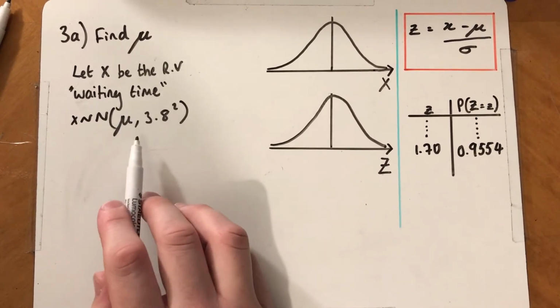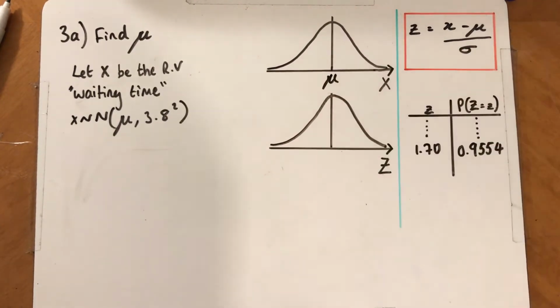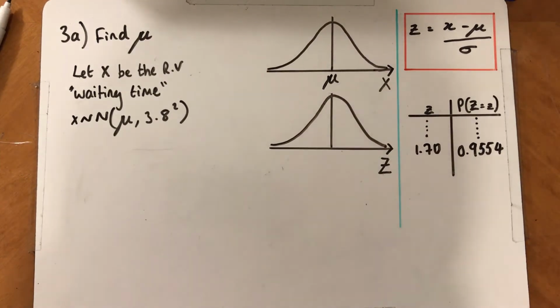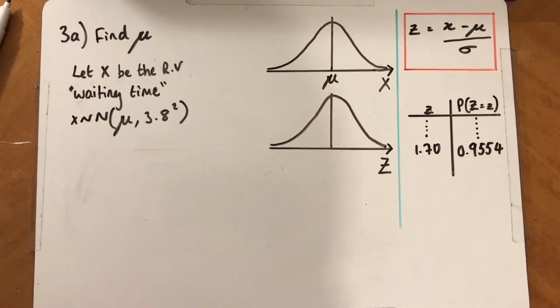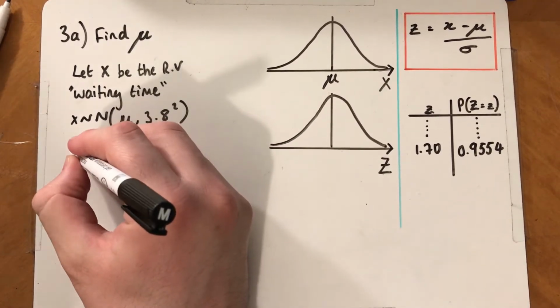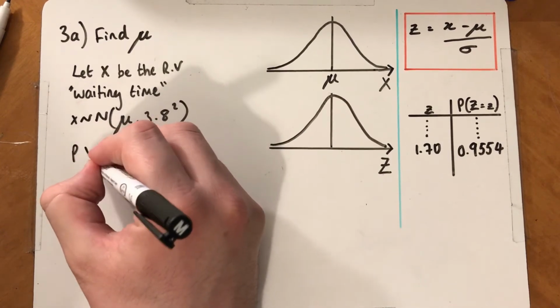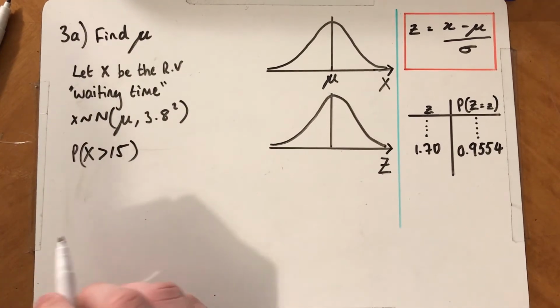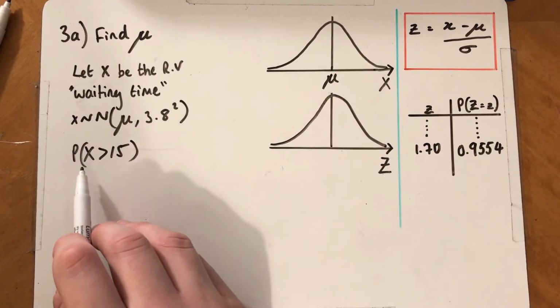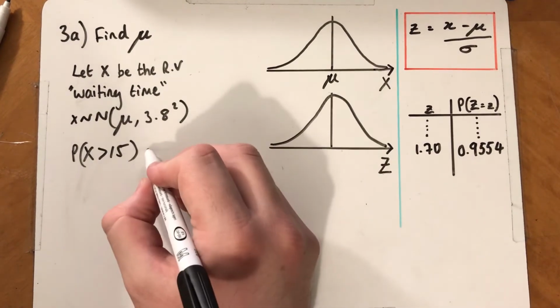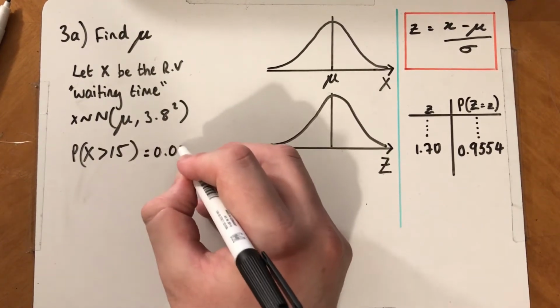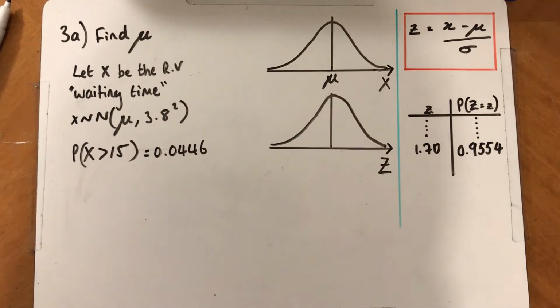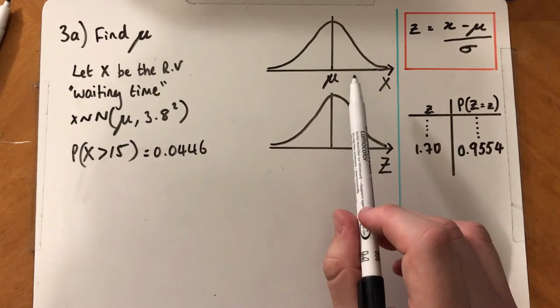So I know on my normal distribution curve, I can put the mu here because we know the mean is in the middle. And now I can start to fill in the probabilities. We've been told that the probability of waiting more than 15 minutes is 0.0446, so we can therefore say that the probability that x is greater than 15, because we've told the marker that x is our random variable waiting time, so the probability that the waiting time is more than 15 minutes is equal to 0.0446.